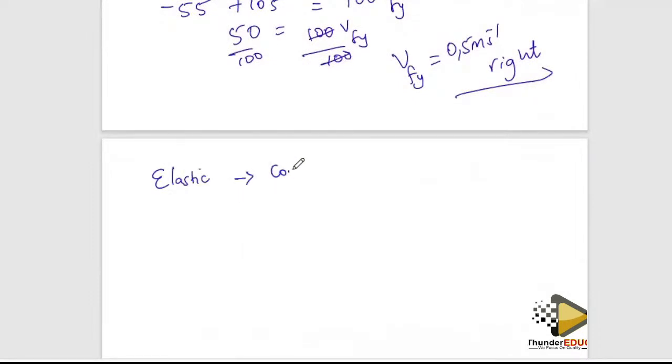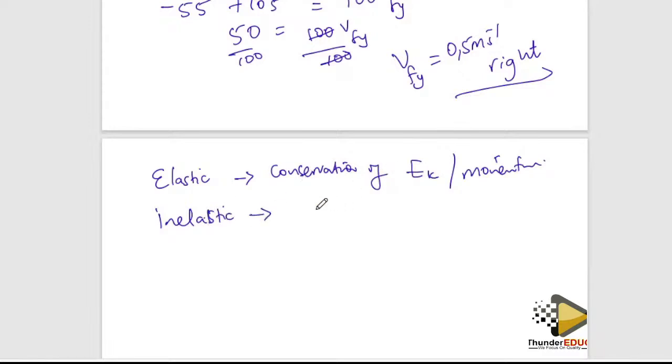Number one, there has to be conservation of the kinetic energy and the momentum. So we're not going to focus much on the momentum because it's obvious that in both it's conserved. Okay, so for inelastic, there's just momentum, and then there's no conservation of KE. Okay, so no conservation of KE.